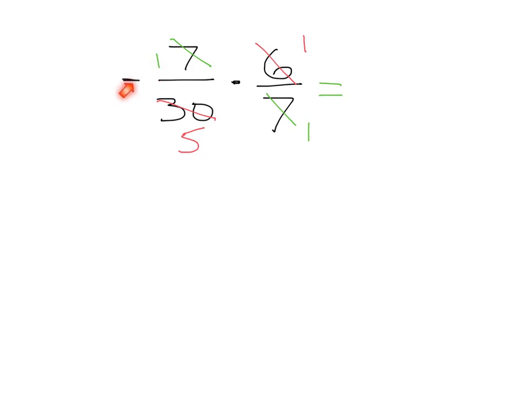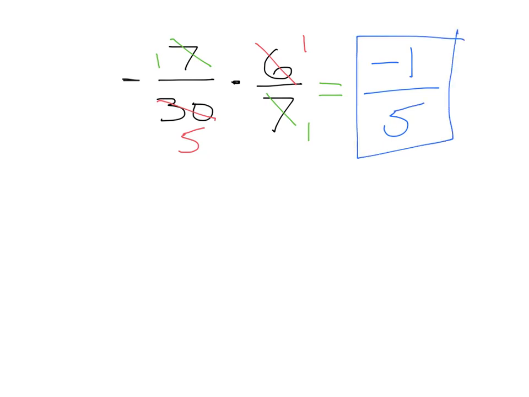Now we multiply across. Negative 1 times 1 is just negative 1. Then in the bottom, 5 times 1 is 5. Negative 1/5. Had you multiplied across, you would have ended up with negative 42 over 210, which you may not realize, but you can reduce that in order to get this. So again, cross-canceling makes things a lot easier when it's time to reduce.